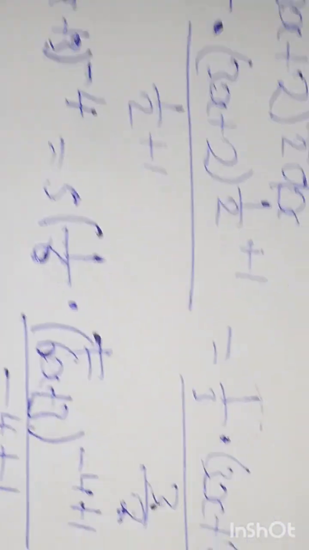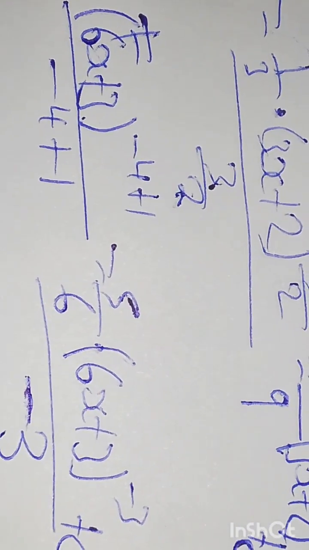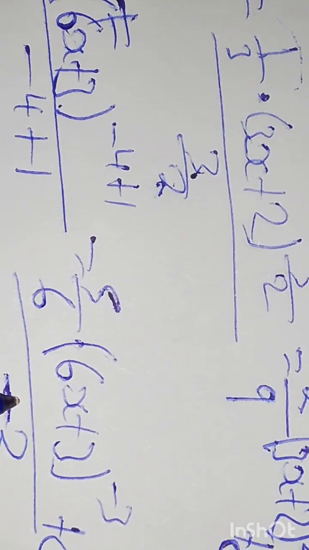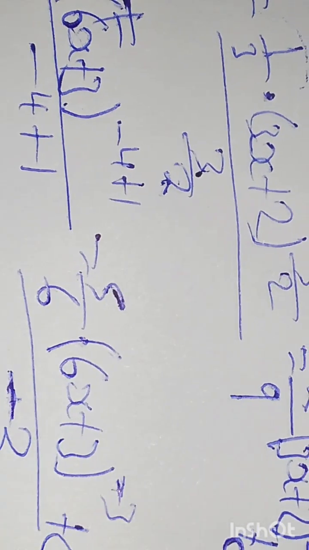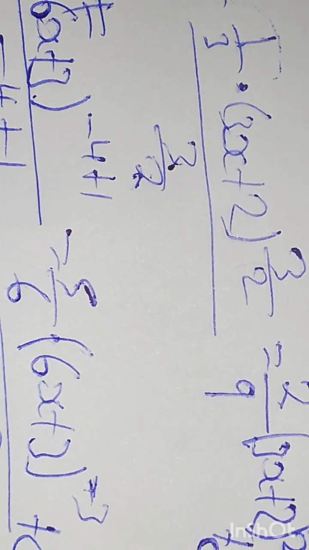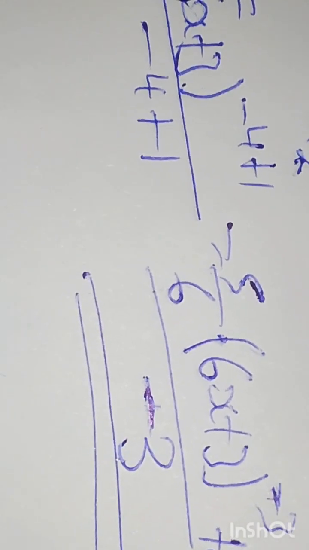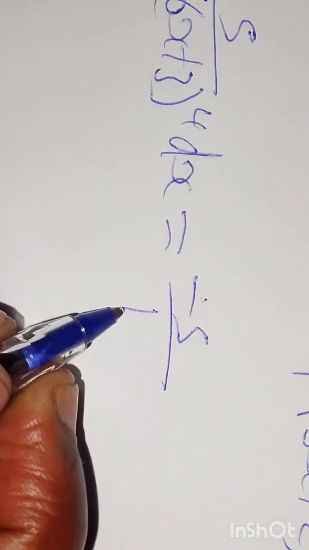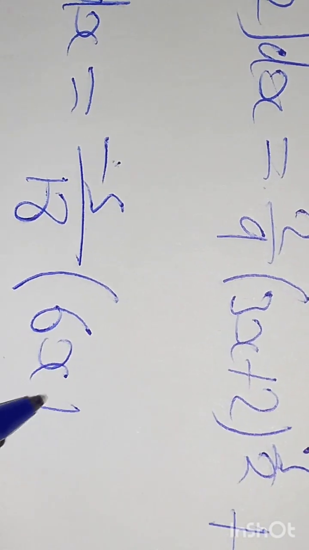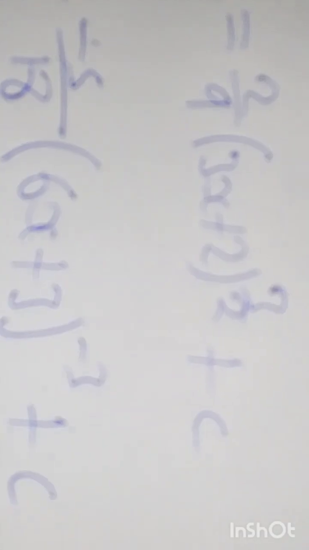So here you have a negative 3. Was it negative? Oh yes, negative 3. So negative 3 you're multiplying with the 6. Negative 3 times 6 is negative 18. So you have negative 5 over 18 (6x plus 3) to the power negative 3 plus c.